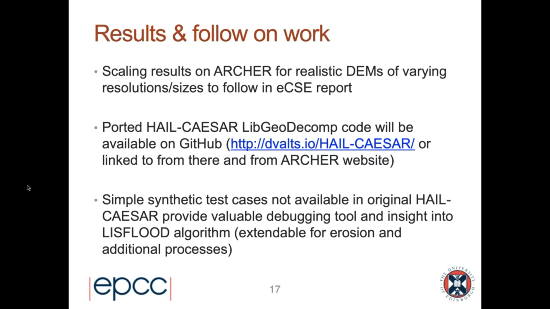And it's worth noting that the simple synthetic test cases, which I showed earlier to highlight how the LISFLOOD flow routing algorithm works, were not available in the original Hail Caesar, and they're quite useful. Both for the development process, that's essentially why I created them, as a debugging tool, so they can be used to test and develop the implementation of additional physics within the code, such as the erosion and sedimentation processes, to port those over from the original code. And also going forward, for any kind of changes, it's a useful check, and also gives additional insight into the behavior of the LISFLOOD algorithm, both as a sanity check, and just to show what happens with very, very particular, well-controlled terrain structures and rainfall climatic conditions.